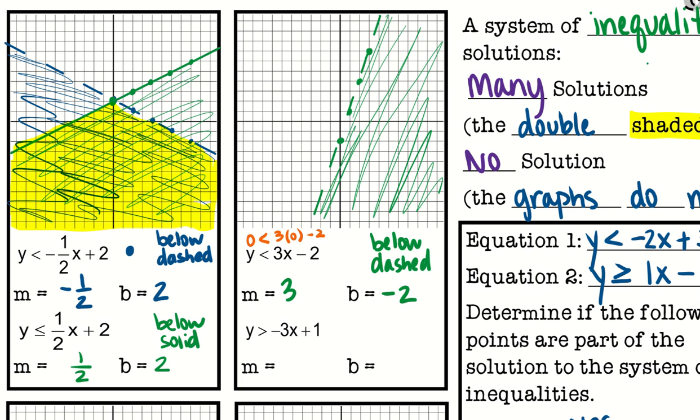Okay, now we go to the next one. Next one, the slope is -3 and the y-intercept is 1. This time it's greater than, so I'm going to shade above, and there's no equal to, so it's going to be dashed. So we're going to start at +1. The slope is -3, so that means I need to go down 3 and right 1. Or if you want to go up 3 and left 1.